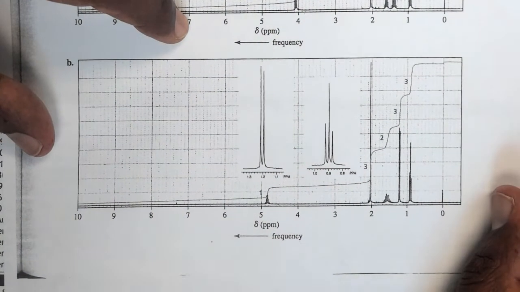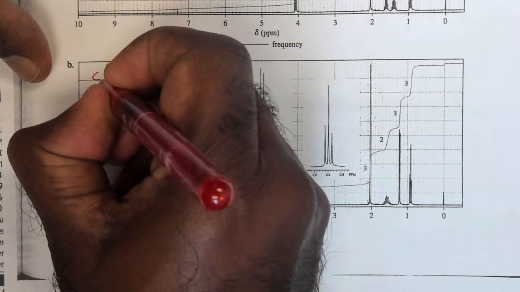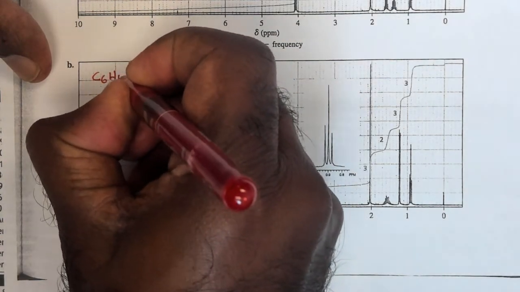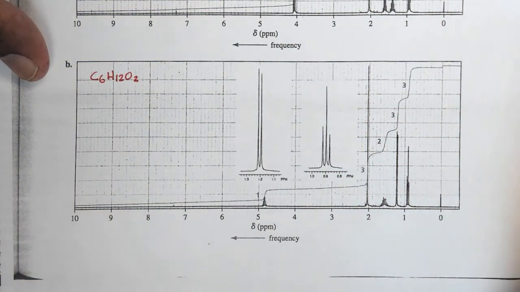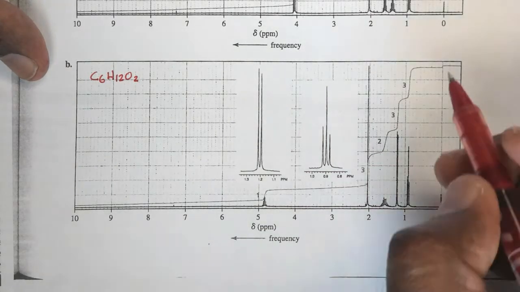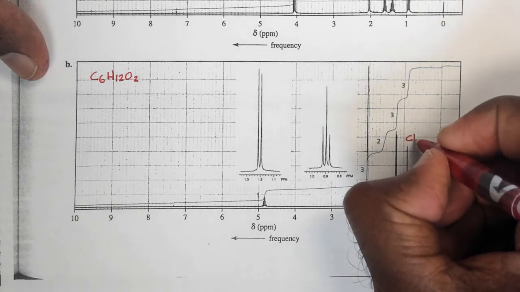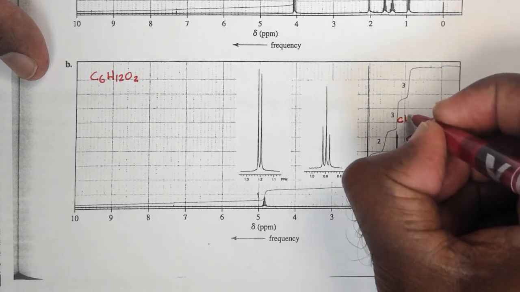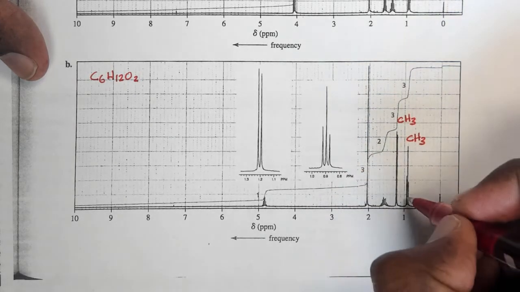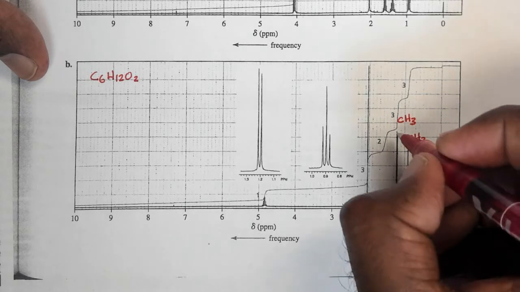In the next particular structure that we have, it has the same molecular formula, C6H12O2. The structure is slightly different because now I have a CH3 group here that's a triplet. I'll come back to that. I have another CH3 group here.